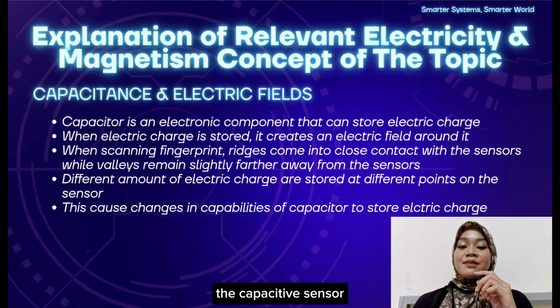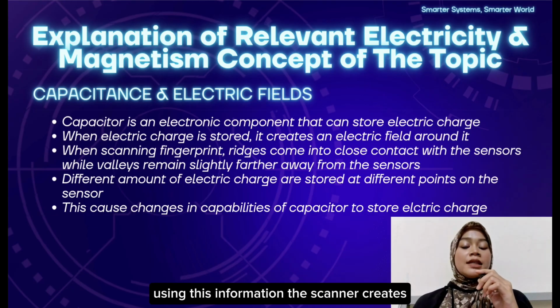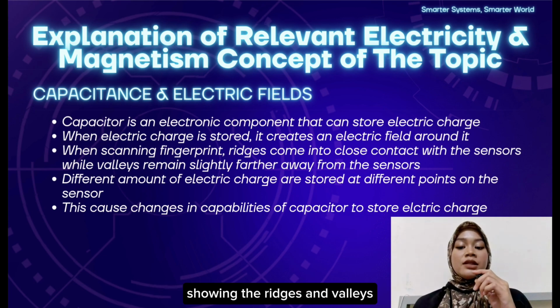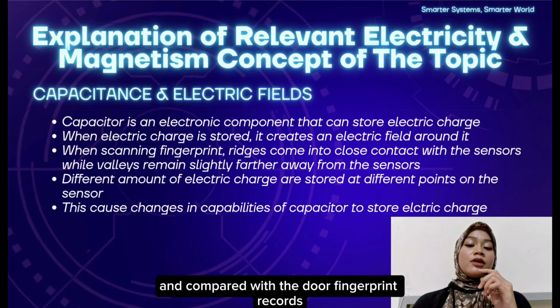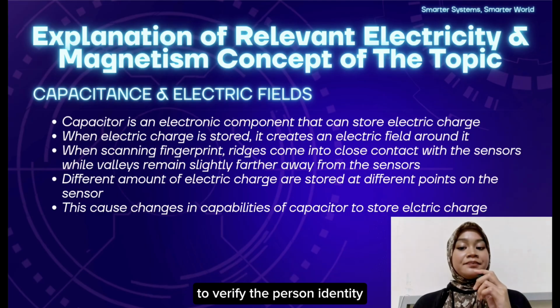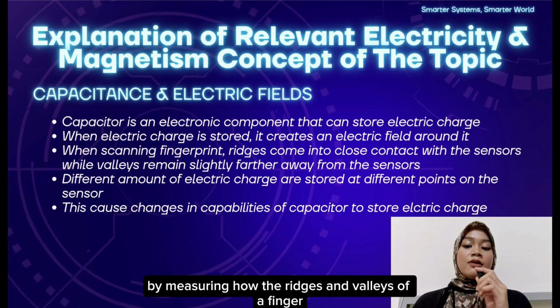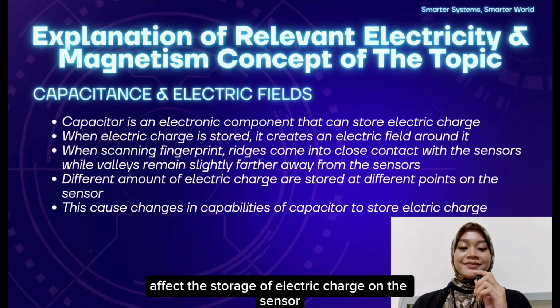The capacitive sensor measures these tiny changes in capacitance across the surface of the finger. Using this information, the scanner creates a detailed map of the fingerprint pattern, showing the ridges and valleys. This fingerprint is then processed and compared with stored fingerprint records to verify the person's identity. In simple terms, a capacitive fingerprint scanner detects a fingerprint by measuring how the ridges and valleys of a finger affect the storage of electric charge on the sensor.